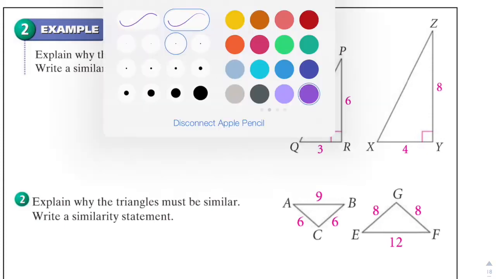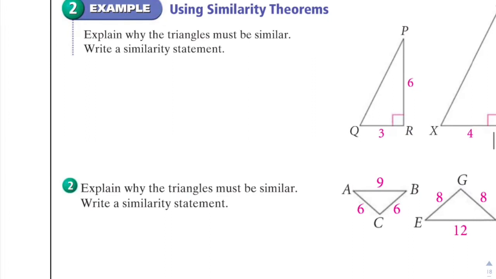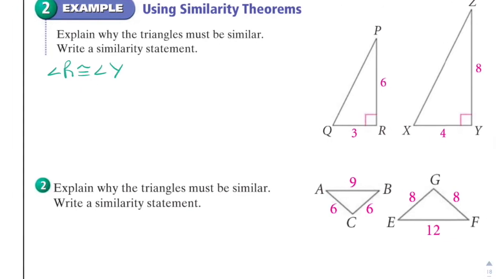Well, right now it looks like we only have one pair of angles, so I'm going to say angle R is congruent to angle Y. And then I'm going to test my sides, so my question is: is QR proportional to XY as RP is proportional to YZ? So let's take a look.